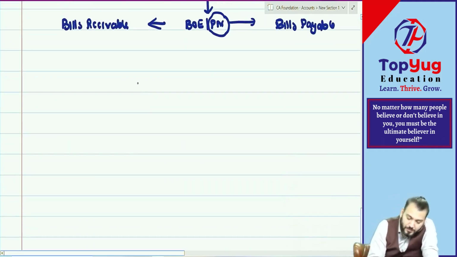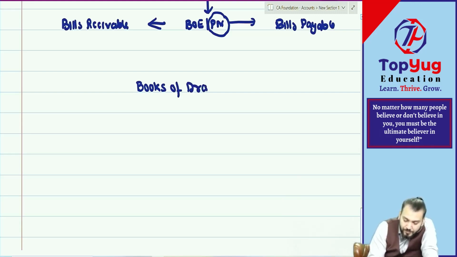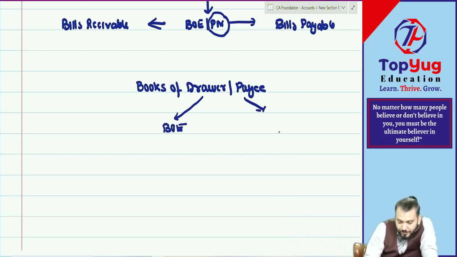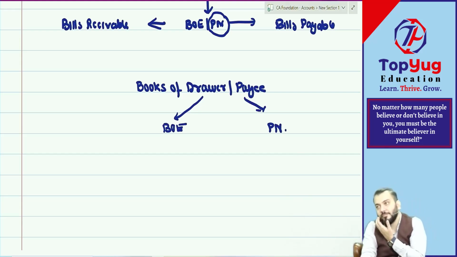Now we are here to understand journal entry. First, in the books of drawer or payee. Correct. Drawer in case of what? And payee in case of promissory note. Understood? Correct. Have you understood? Any doubt? No doubt.